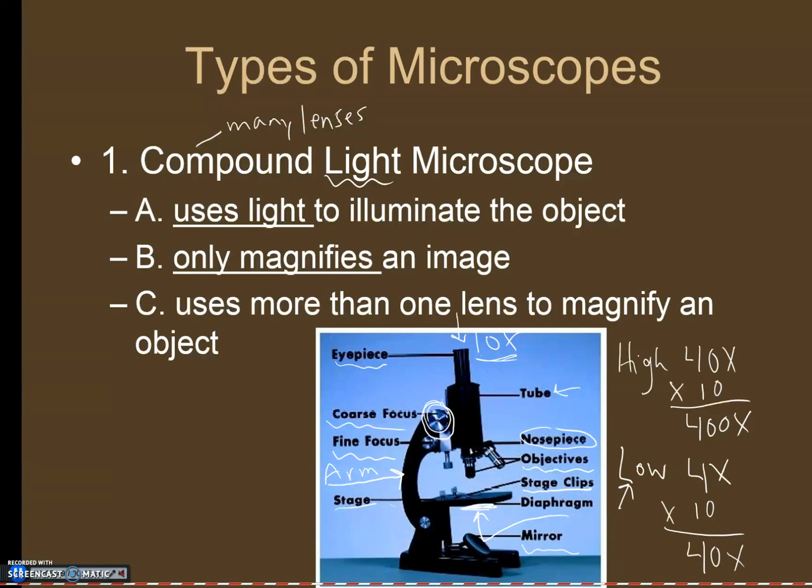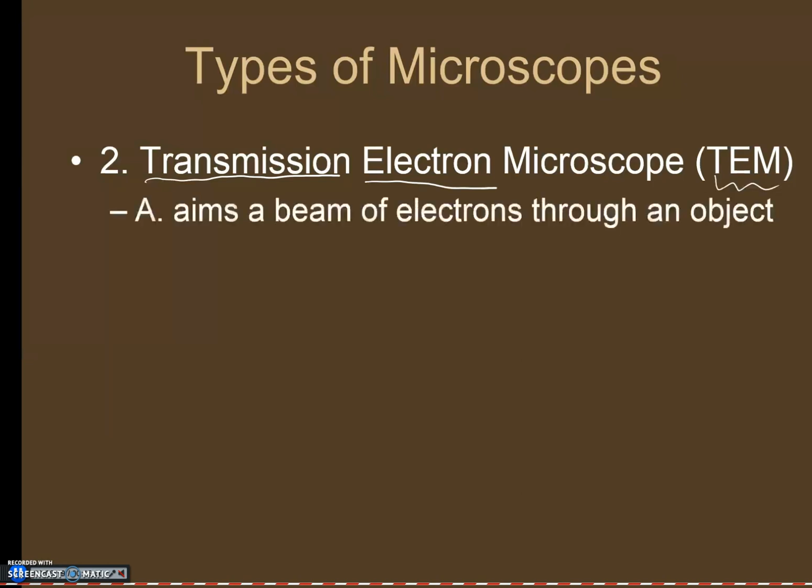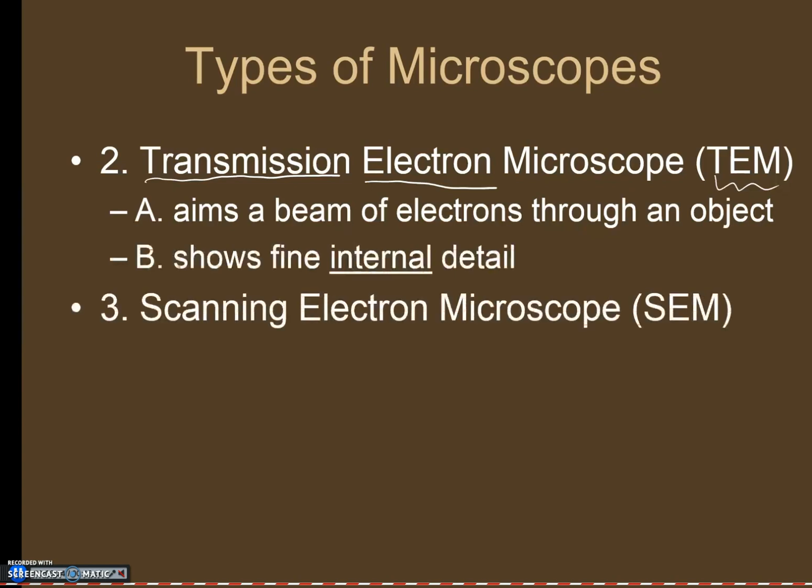The next one is going to be a transmission electron microscope, which can be abbreviated TEM. If you look at the parts of these words, it can help you figure out what is being used. Transmission, to transmit, to go through. Electrons, so it's going to be one of the subatomic particles, one of the negatively charged subatomic particles. With a transmission electron microscope, it aims a beam of electrons all the way through whatever it is that you're looking at, and it shows very fine internal detail.